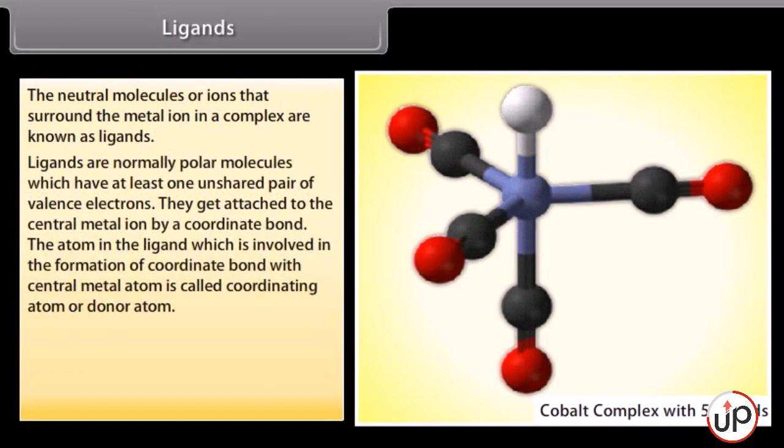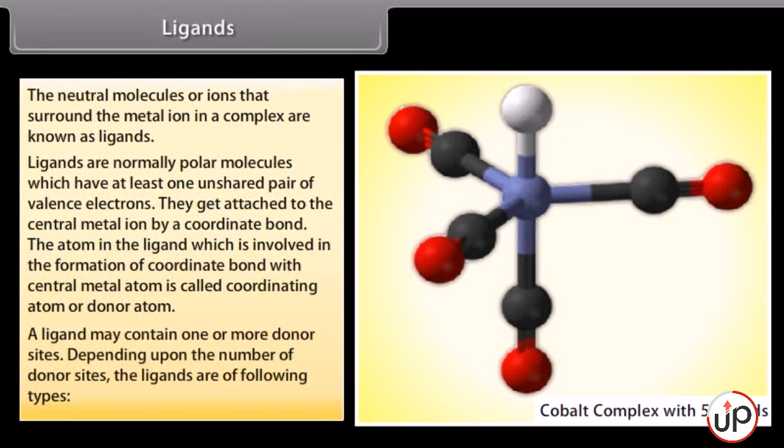Ligands are normally polar molecules which have at least one unshared pair of valence electrons. They get attached to the central metal ion by a coordinate bond. The atom in the ligand which is involved in the formation of coordinate bond with central metal atom is called coordinating atom or donor atom. A ligand may contain one or more donor sites. Depending upon the number of donor sites, the ligands are of following types.